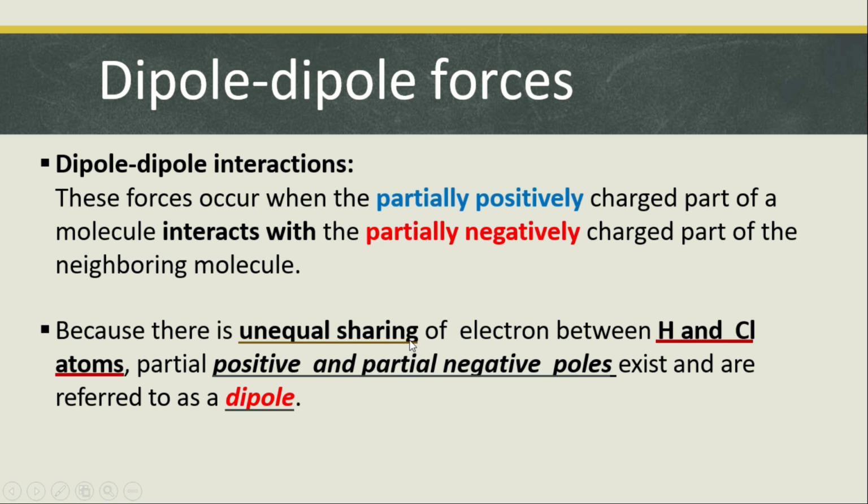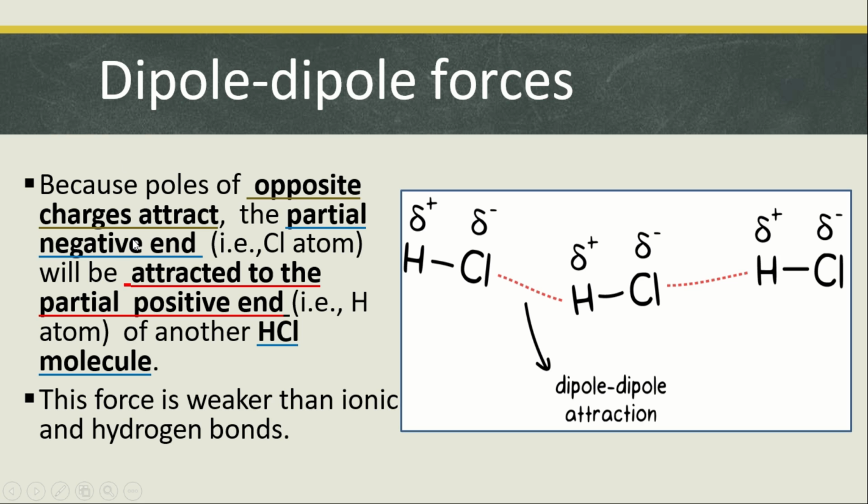Because there is an unequal sharing of electrons between H and Cl atoms, there is the presence of partial positive and partial negative poles. And thus, we refer to that as a dipole. The charged regions are what we call the dipole. So meaning to say, this is a polar molecule, or the molecule has polar bonds and it's a polar molecule. So again, dipole-dipole forces. Because of the poles, opposite charges attract, as we can see here in the illustration, forming our intermolecular force, which is the dipole-dipole force of attraction.